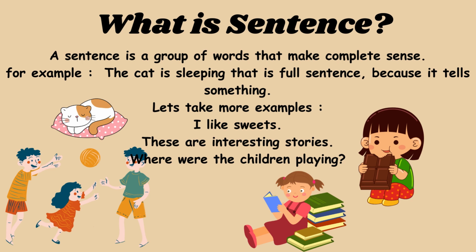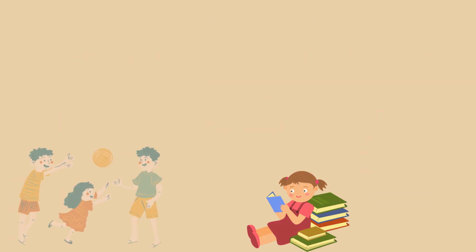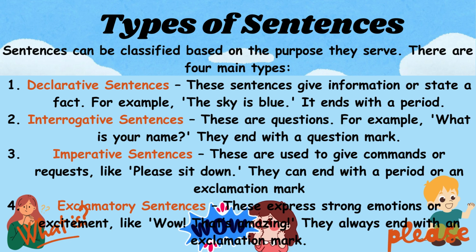Let's move ahead. Next, we're going to learn about different types of sentences. Sentences can be classified based on the purpose they serve. There are four main types. Declarative sentences. These sentences give information or state a fact. For example, the sky is blue. It ends with a period.